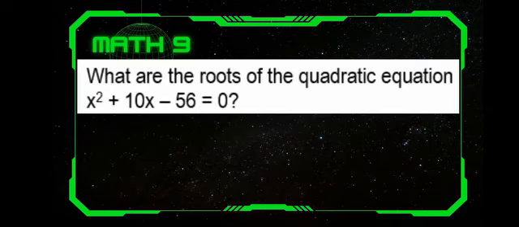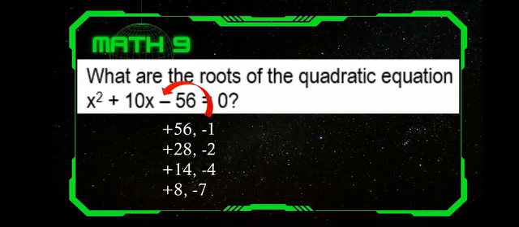What are the roots of the quadratic equation x squared plus 10x minus 56 is equal to 0? Same process in factoring. Look for the possible factors of negative 56. So our middle term, or linear term, is positive 10. That means the higher integer of the factors of negative 56 must be positive. So these are the possible factors for negative 56.